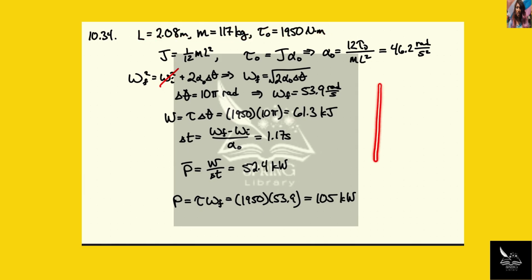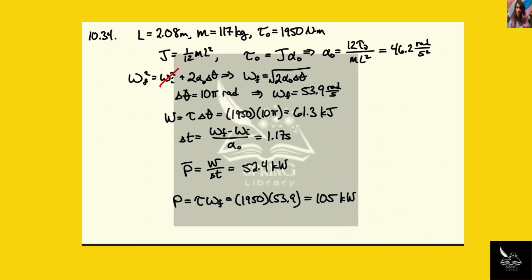Now, we're going to assume that the propeller is just a rigid bar rotating about its center. So the mass moment for that is 1/12 ml squared. And so we know that the initial torque equals the mass moment times the initial acceleration. So the initial acceleration is 12 times the initial torque over ml squared. Plugging everything in, we get that is 46.2 radians per second.